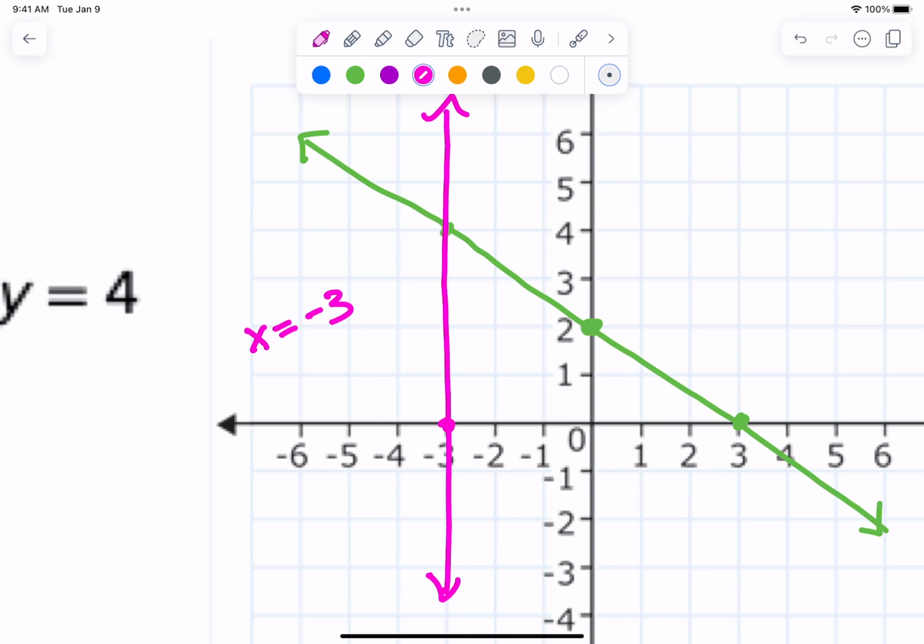The x-axis is horizontal, but x equals negative 3 is a vertical line. Okay, that's legit. It's cutting through the x-axis. So even though the x-axis is horizontal, x equals negative 3 is vertical, okay?